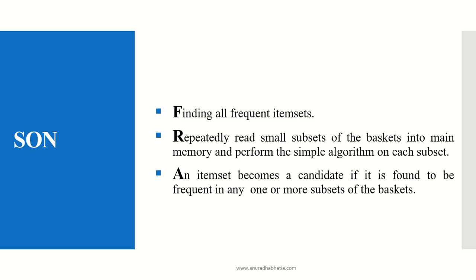An item set becomes a candidate if it is found to be frequent in any one or more subsets of the basket. Now, what is a candidate? If one particular item is present in one transaction ID and it is also present in the second transaction ID, then it is common. So it is known as a frequent item set, and then it becomes a candidate key or a candidate item set.